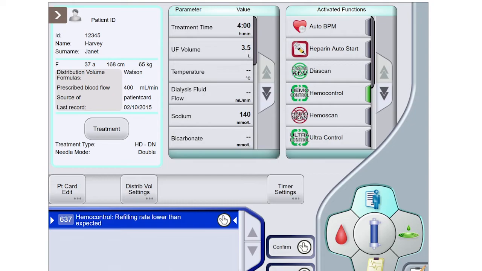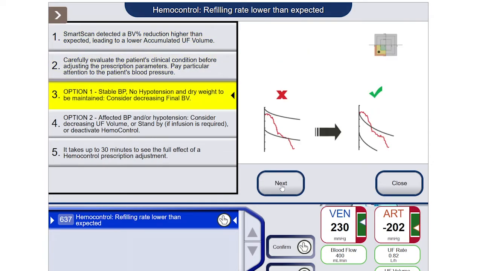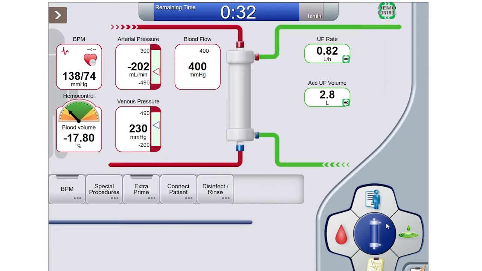Okay, so we're getting towards the end of our treatment. We've seen our blue reminder pop again here. It's saying refilling rate lower than expected, the same as we've seen previously. Again, the blood volume is decreasing, leading to a lower accumulated UF volume. So we have the same options as we did previously. I won't go through them again. So I'm just going to confirm to clear that.